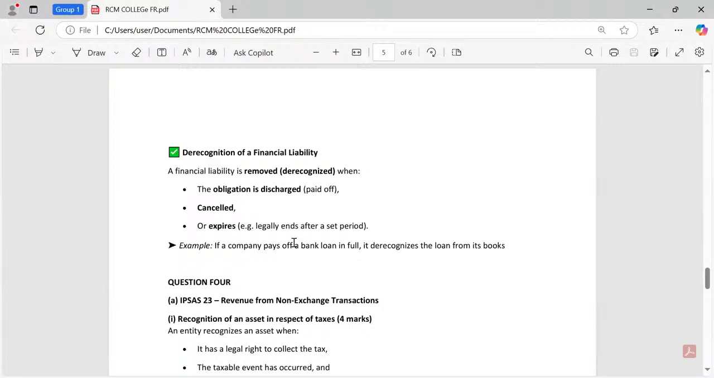The derecognition of a financial liability. Now, ladies and gentlemen, you're also required to be paying other people. But now you have paid your entire liability, then you should be able to remove that liability from your books. A financial liability is derecognized when the obligation is discharged, when the obligation is paid, or expires, e.g. legally ends after a set period. If a company pays off a bank loan in full, it removes the loan from its books.